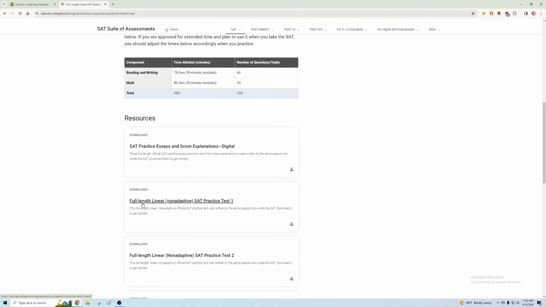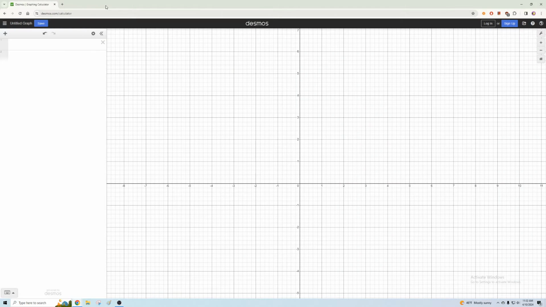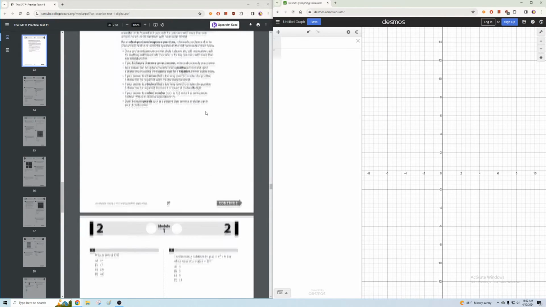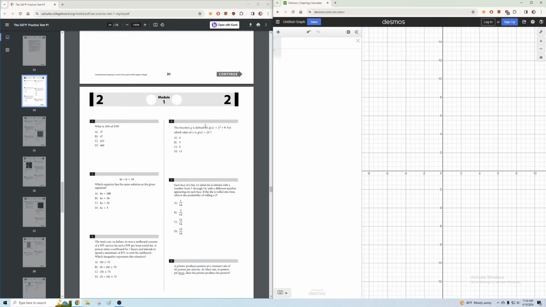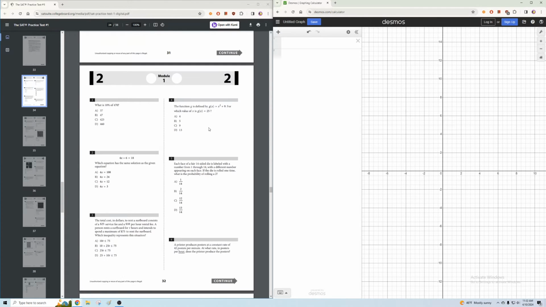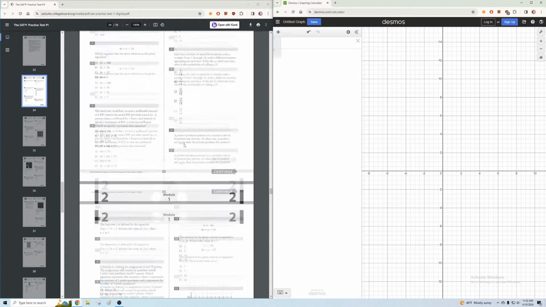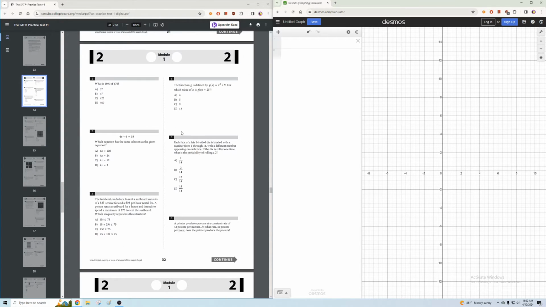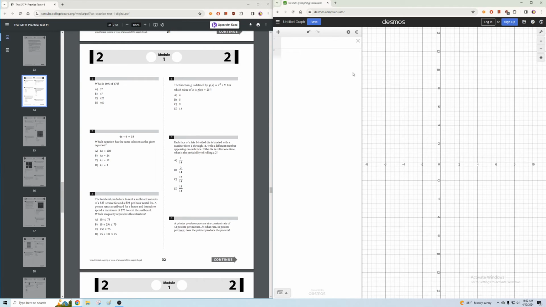So I went to the full-length linear non-adaptive test, and well, this is the test for that. So this will just give us a good idea of the type of questions that you'll see on the SAT. I'm just going to go through it and find little moments where it's like, oh yeah, I can use Desmos here, and show you some tips on that.